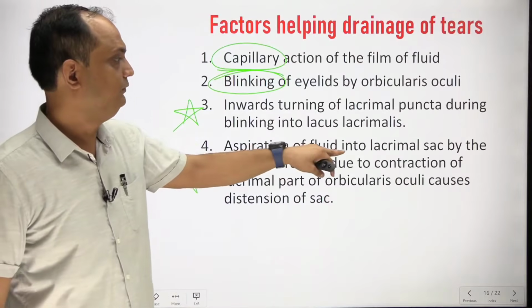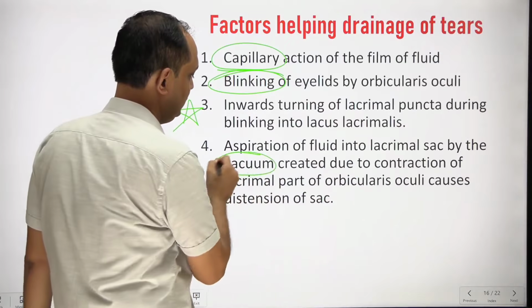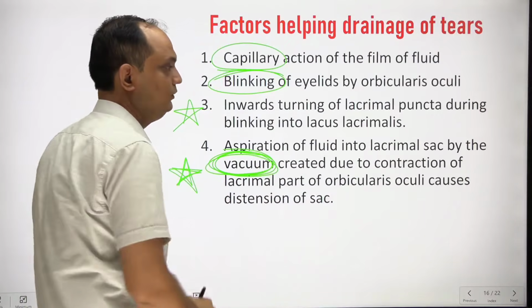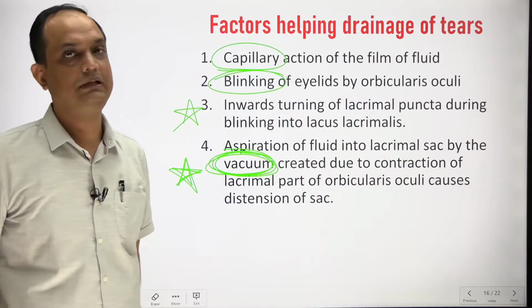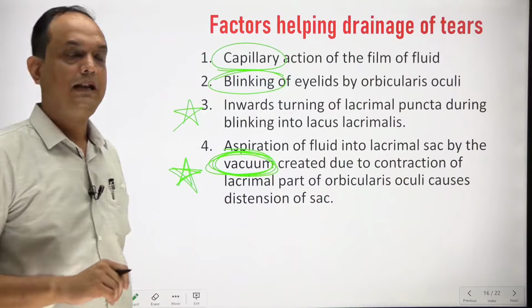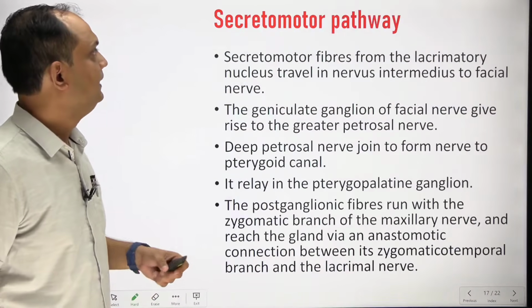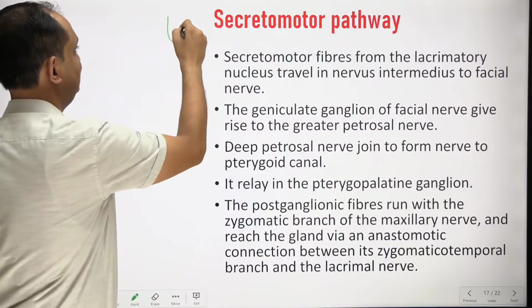is aspiration of the fluid into the lacrimal sac. But how? By the creation of a vacuum in the sac, and this vacuum is created by the contraction of the Orbicularis Oculi muscle, which has fibers inserting into the lacrimal sac. Clear? Now this is a very important question for your exam.